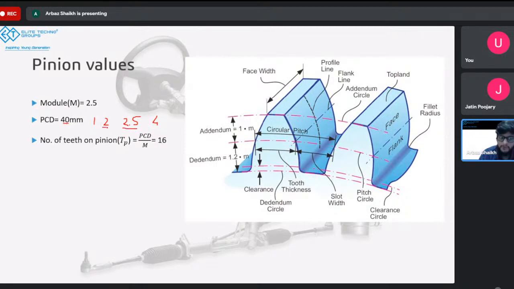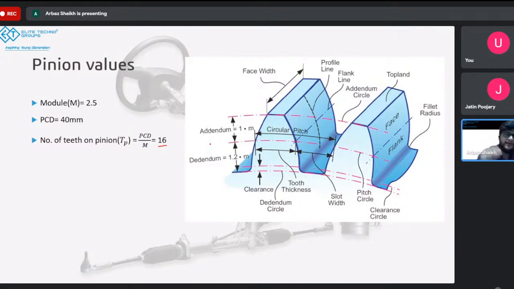I can also use 2 if I want, and if I use 2, the number of teeth will be 20. If I use 2.5, the number of teeth, as you can see here, is 16. If I use 4, the number of teeth will be 10. If I use 1, the number of teeth will be 40. These are various combinations we can use, but I selected 2.5 because I wanted the number of teeth to be a whole number. Whenever you design any kind of gear, you always want the PCD of that gear and the number of teeth of that gear to be whole numbers. According to that, you select the module.